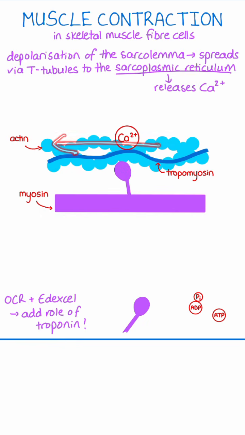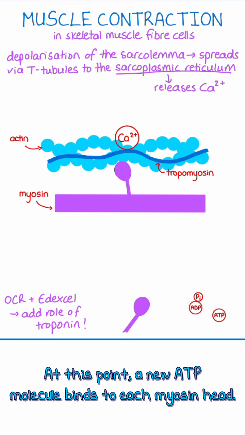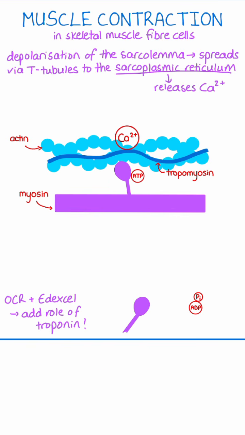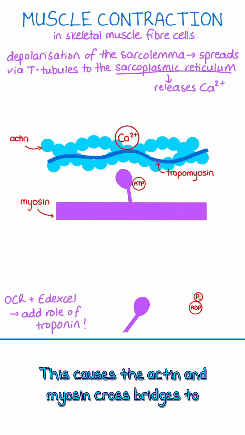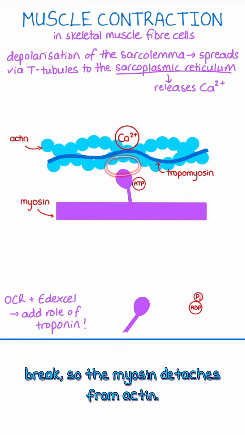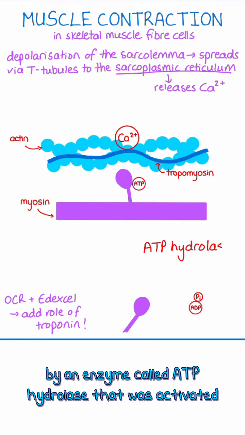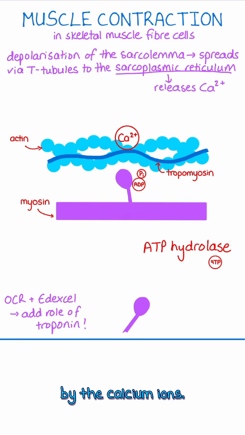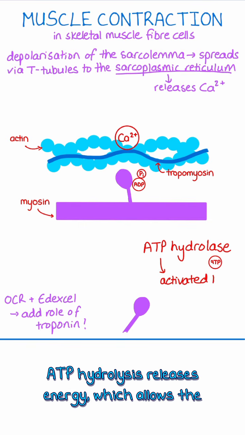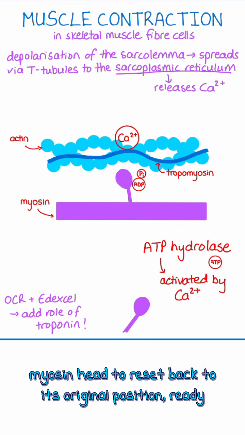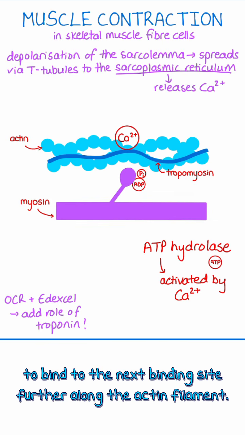the sarcomere. At this point, a new ATP molecule binds to each myosin head. This causes the actin and myosin cross bridges to break, so the myosin detaches from actin. The ATP is then hydrolyzed to ADP and inorganic phosphate by an enzyme called ATP hydrolase that was activated by the calcium ions. ATP hydrolysis releases energy, which allows the myosin head to reset back to its original position, ready to bind to the next binding site further along the actin filament.